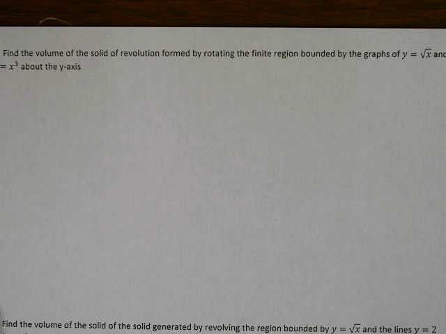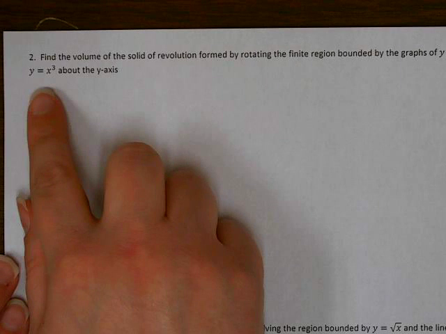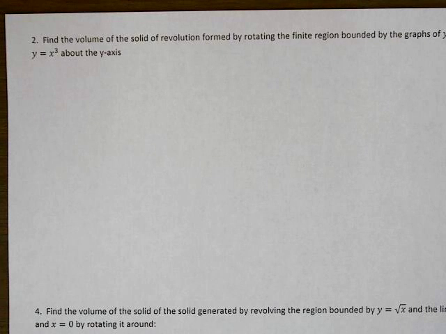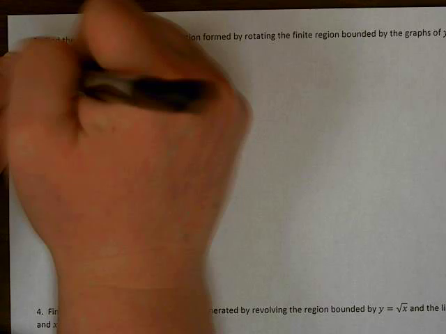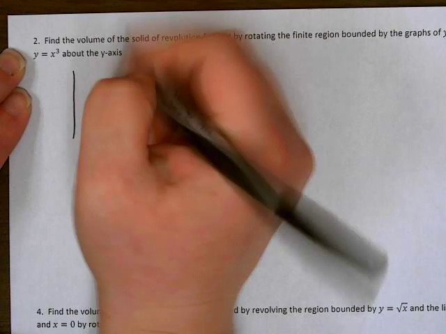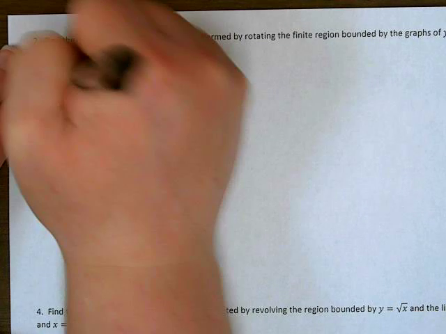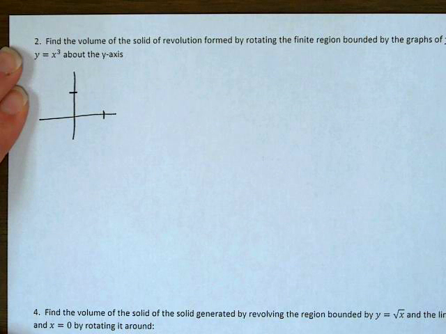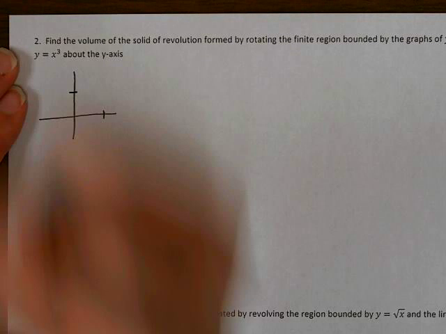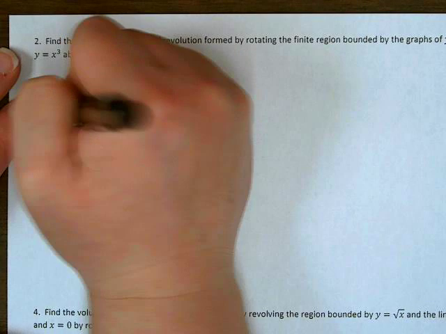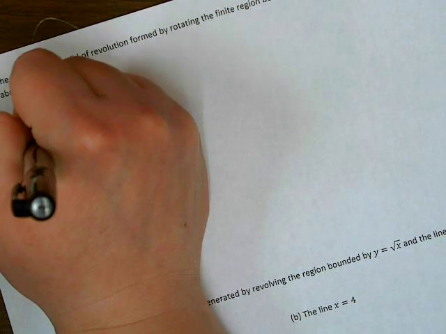All right, so find the volume of the solid of revolution. We've got y equals the square root of x and y equals x cubed about the y-axis. So again, I'm going to try and make this a little bit bigger so we can see really nicely what's going on here. So I'm going to put one here and one here. If I want to graph the square root of x, I know that that's going to go like this, and it's my square root function. So it goes like that.